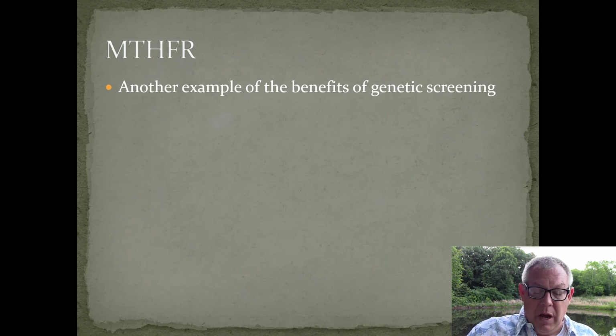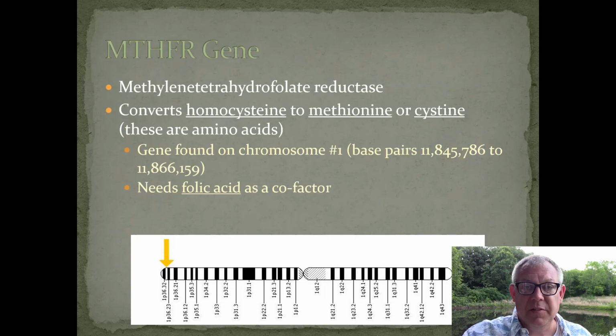Here's another example of benefits of genetic screening, MTHFR, which stands for methylene tetrahydrofolate reductase. Of course. Well, you see that reductase, you see that ase, you know it's an enzyme, right? This gene makes an enzyme that converts homocysteine to methionine or cysteine. Methionine and cysteine are amino acids, right? So this homocysteine needs to get broken down into these amino acids, and this enzyme does that.